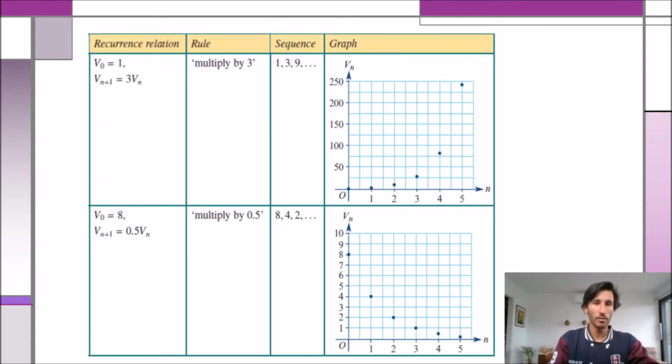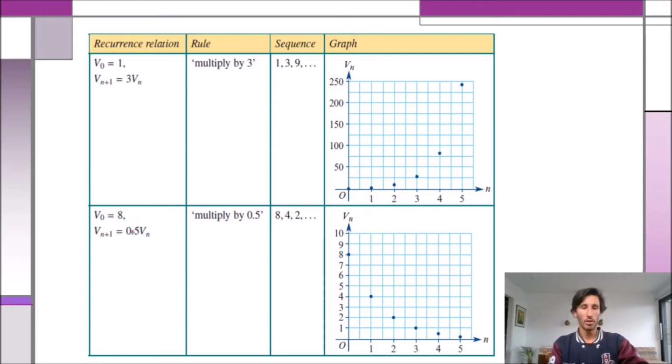An example of this would be a recurrence relation where you had a starting value of 1, and then your rule was to multiply by 3. So your next value is 3 times your previous value: 1, 3, 9, and so on. And you can see here, we've got a bit of a curved pattern.